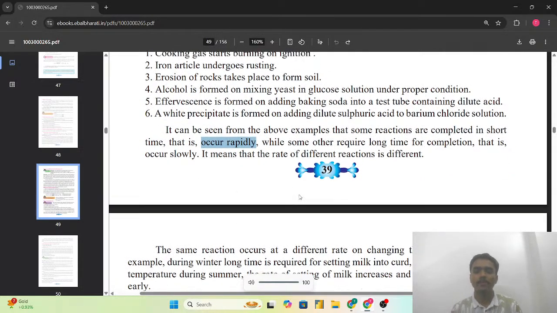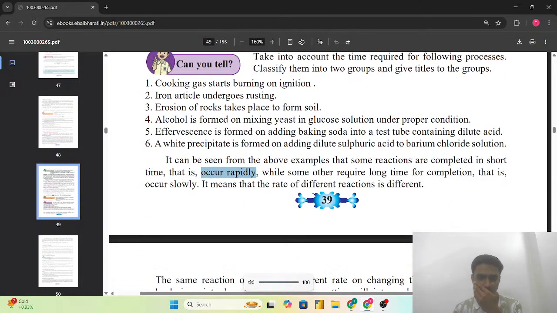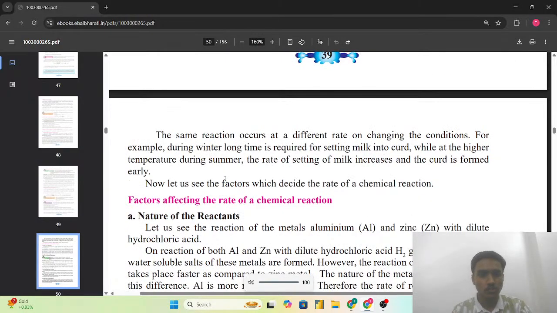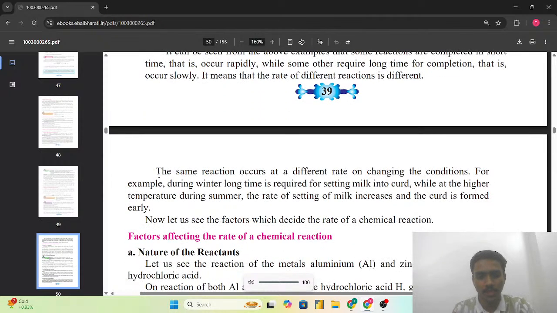From this, we can state the rate of a particular reaction that is happening. Some reactions, like cooking gas burning on ignition, take a short time. An iron article undergoing rusting takes a large amount of time. On that basis, we define the nature of the chemical reaction.